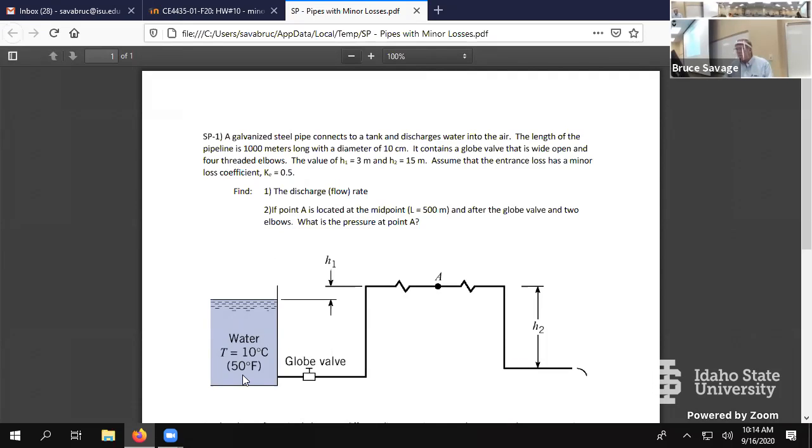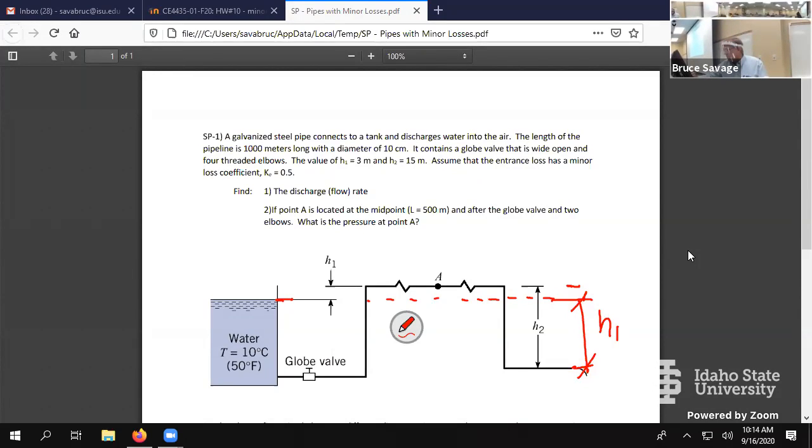Okay, so we have this pipe with a globe valve, and it obviously has to go higher than the water level that's driving the flow. So we have a low water level here, an outlet here. So we have a driving head right here, H1 or H2, sorry, H2.